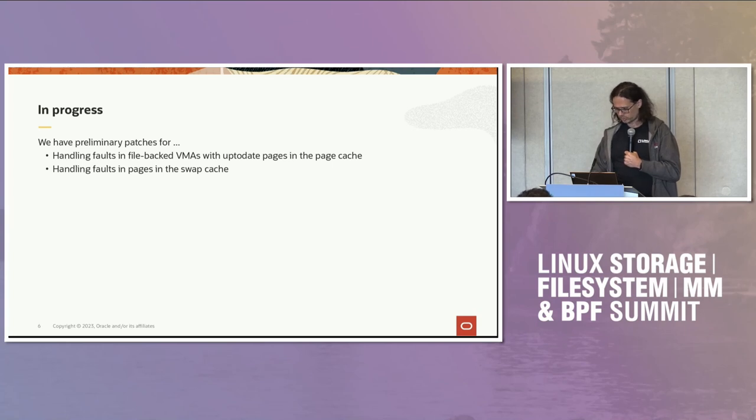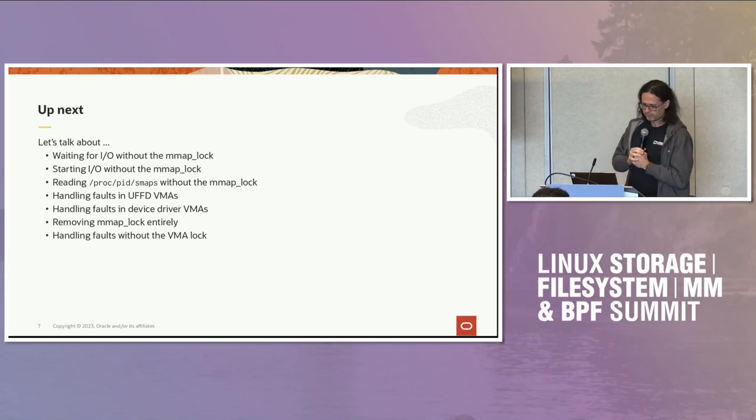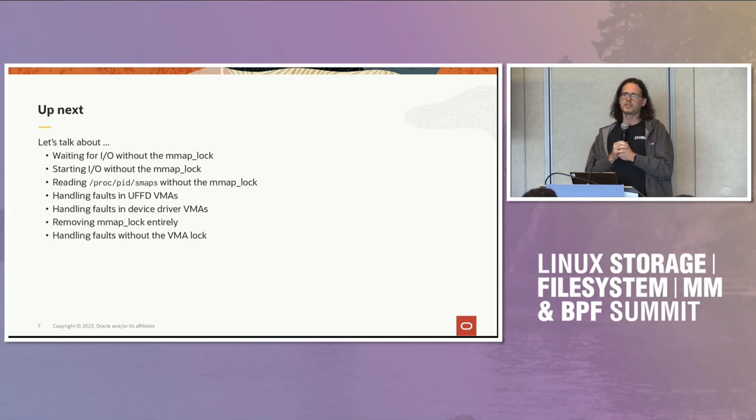So what I want to talk about, because that's just patch review and debugging, is this: should we wait for IO under the protection of the VMA sem, or should we handle it similarly to how we handle the mmap lock today, where we make sure to drop the mmap lock before we wait for IO? And a similar question for starting IO.